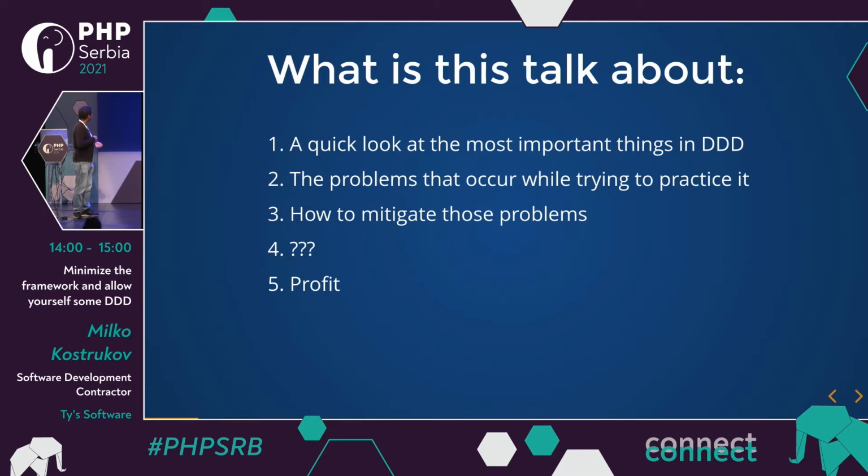So, as I said, a quick look at the most important things in DDD, in my opinion. The problems that occur when we try to practice it, at least the problems that we faced when we tried to practice it for the first time, and what to do, and of course, profit.